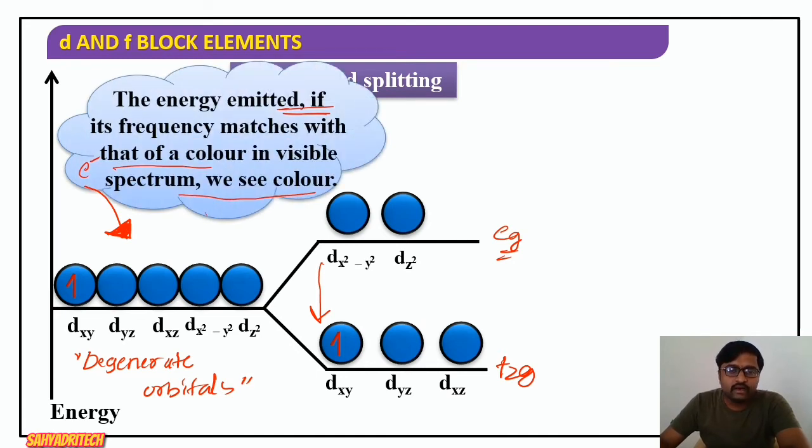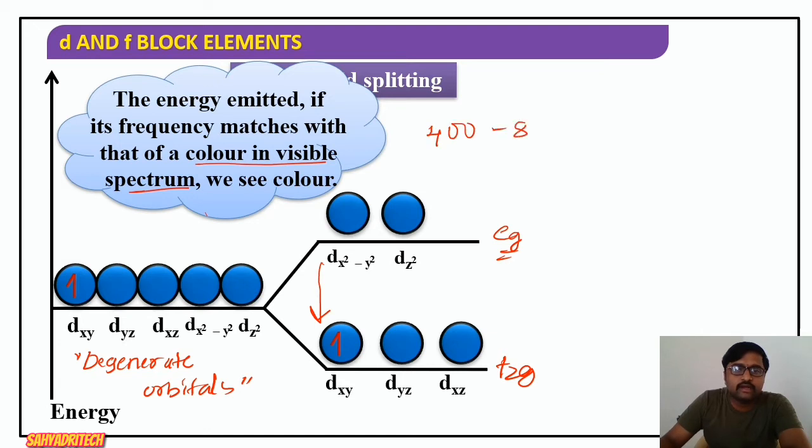Well, now what happened here? The energy is liberated in the form of radiations. That is, energy is being emitted here in the form of radiation. So, if its frequency matches with a color of the visible spectrum, that is, what is the range we said? 400 to 800 nanometer.